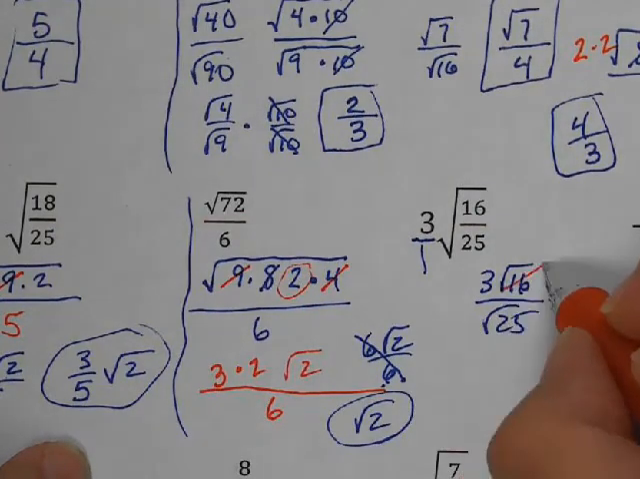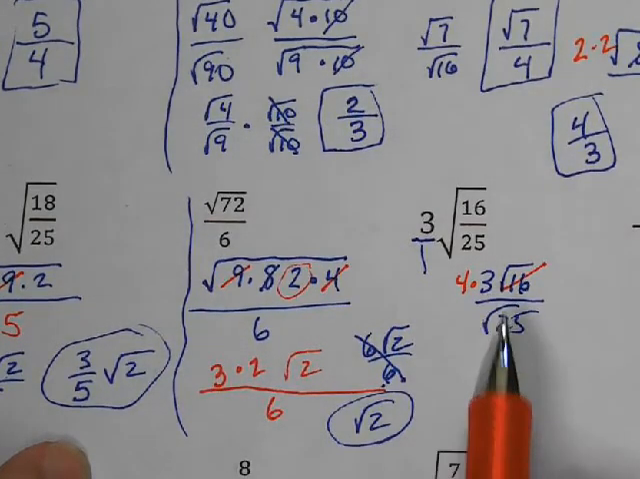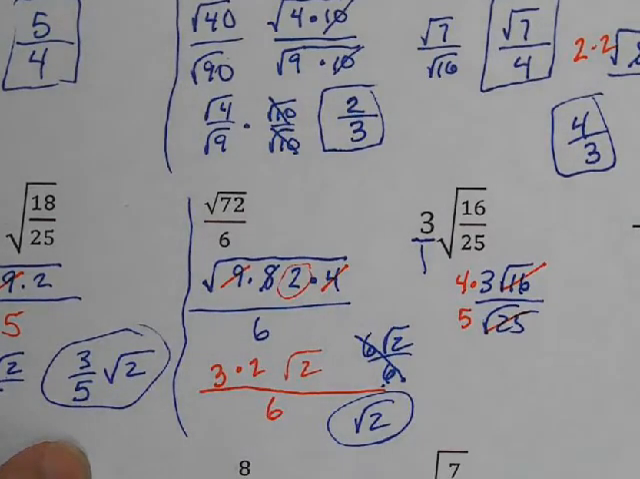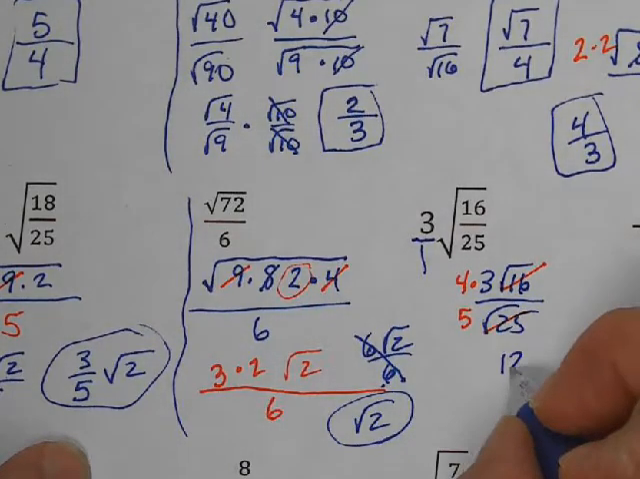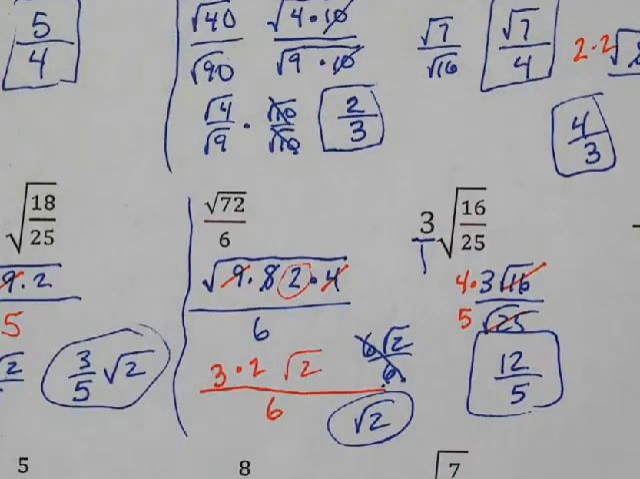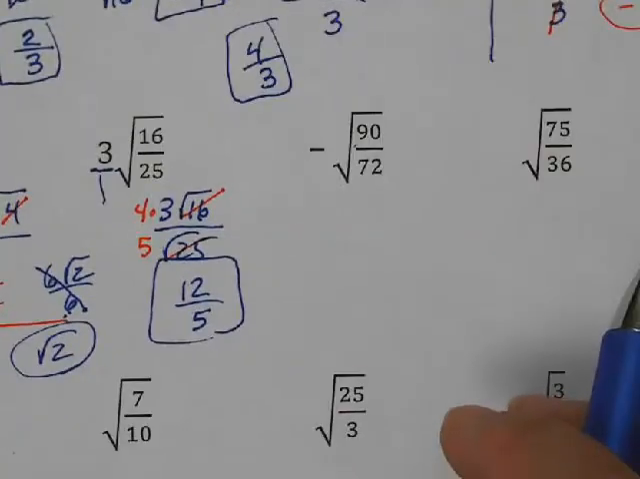The square root of 16 is 4, so the 4 that I put out on the outside, I'm going to multiply by the 3 that's already out there. And the square root of 25 is 5. So my answer is 12 over 5. I'll do 2 more here.